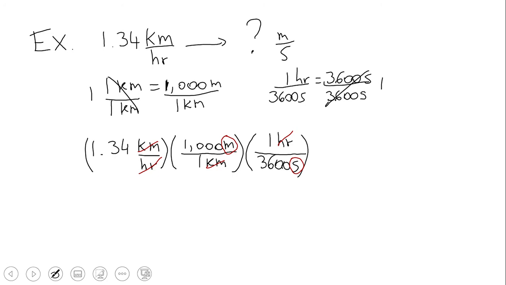So what do I have to do here? If I want, I can divide by 1. I just have to multiply across, which means I multiply by 1,000 and divide by 3,600. And if you do that, I'll do the calculation for you. The number you get is 0.372, and your units are meters per second.